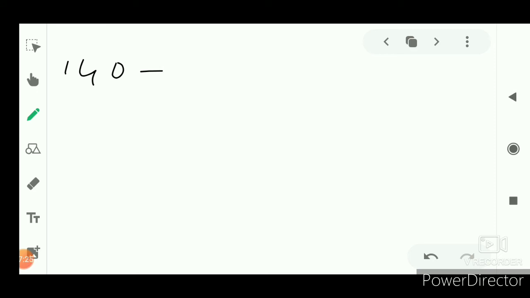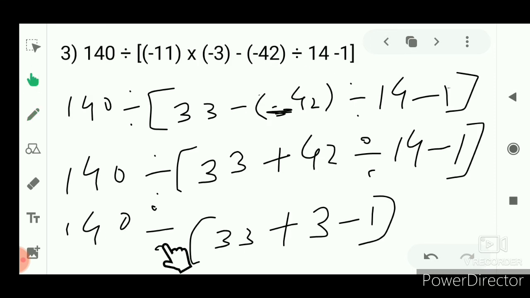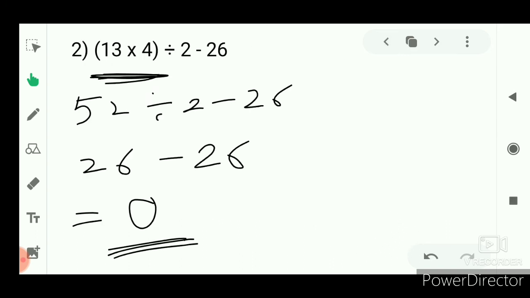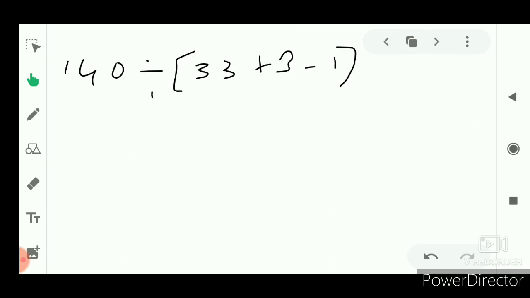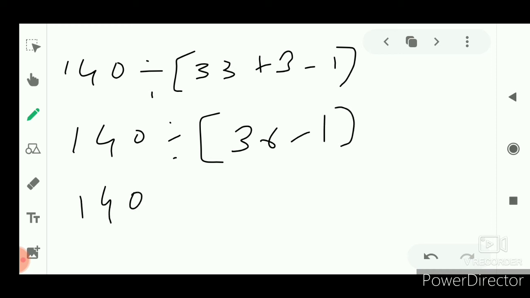140 divided by, under bracket, 33 plus 3 minus 1. 140 divided by 33 plus 3 minus 1. Now it will give 140 divided by, this bracket, 33 plus 3 will give 36 minus 1. 140 divided by 36 minus 1 is 35, and it will give, after division, 4. Okay, so 4 is the answer of this question.